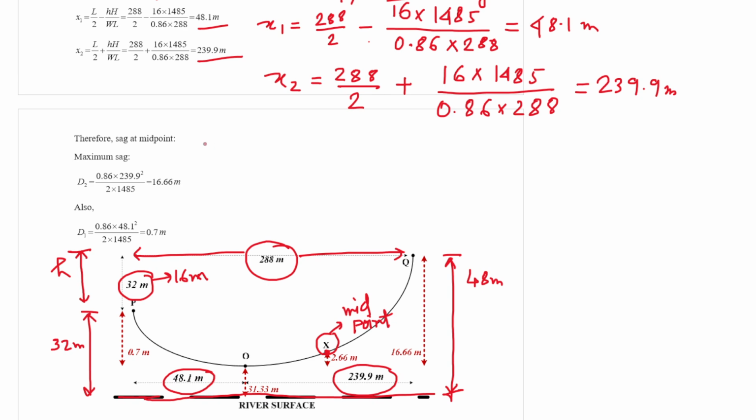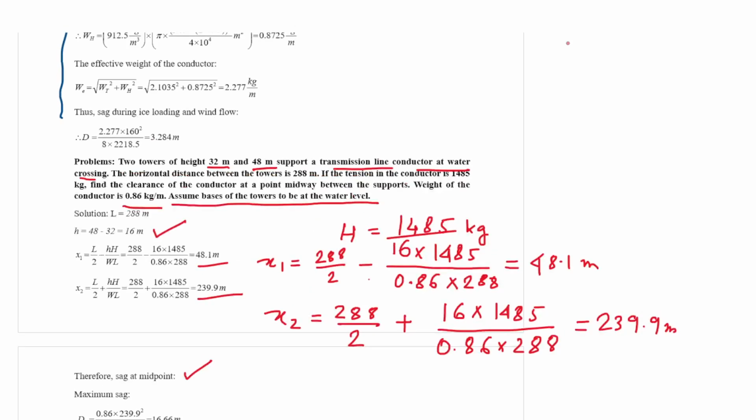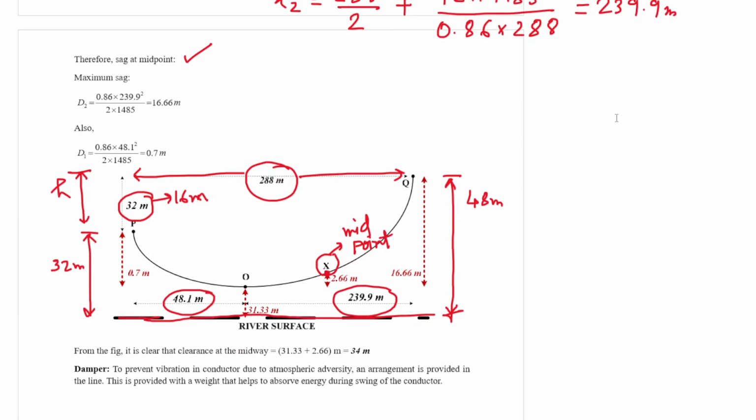Okay, now sag at midpoint. We need to find the clearance of the conductor at the point midway, so you need to find out the sag. How do you calculate it? If this is the midpoint, then this length is 144 meters, and this length is nothing but 239.9 minus 144 meters.